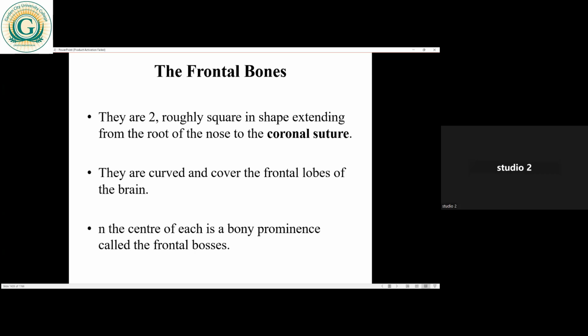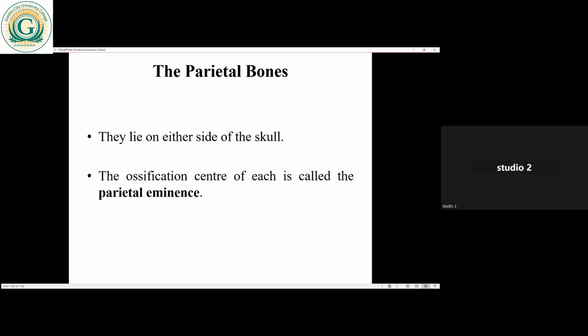Then we have the parietal bones. These are 2 bones lying on either side of the skull. The ossification center of each is called the parietal eminence.